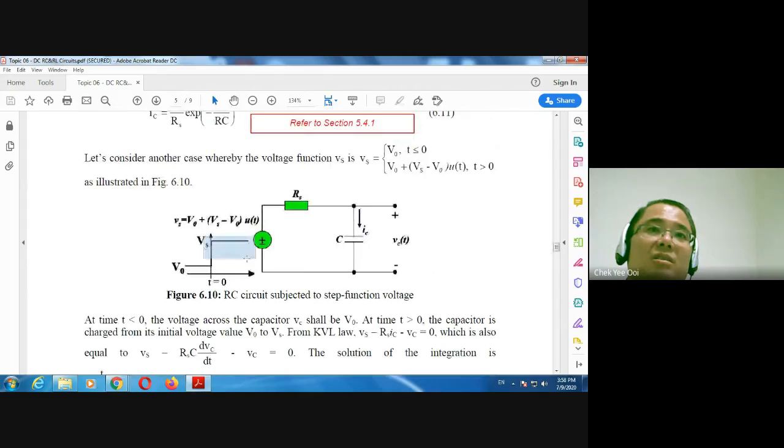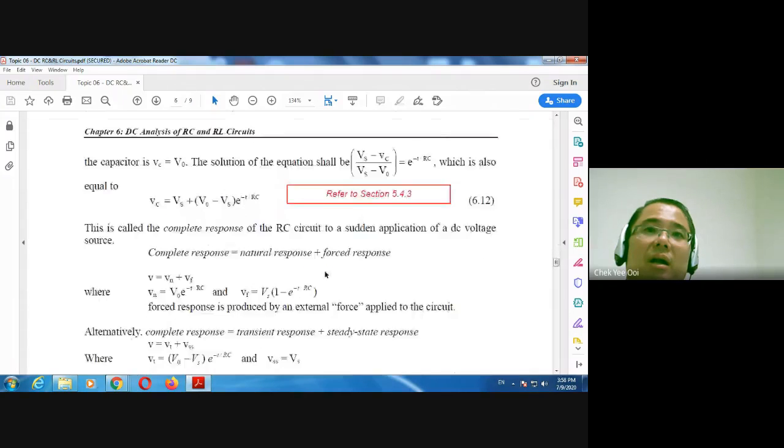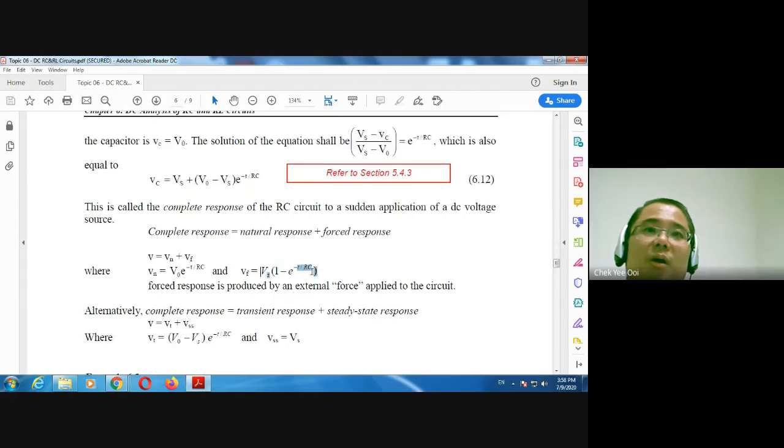This source is called the forced response. The natural response here is the source-free part. Or, put in other words, the complete response equals the transient response plus the steady state. Transient means the charging part, V naught minus Vs, e to the minus t over tau, where tau is RC. Then the steady state is Vs, which is stable.